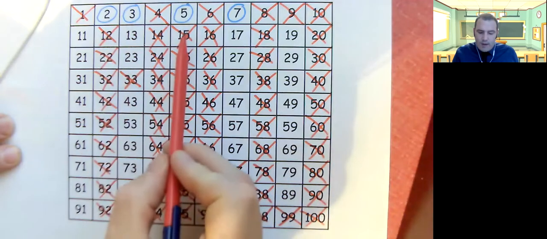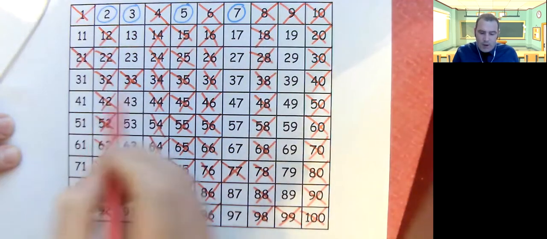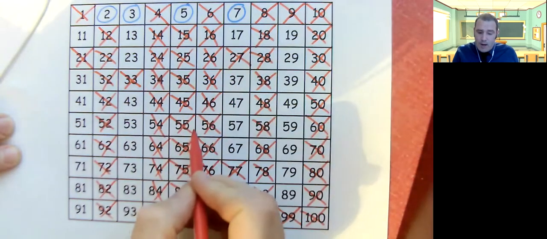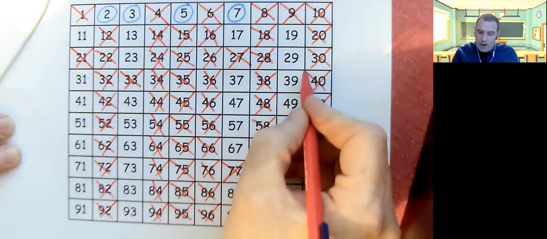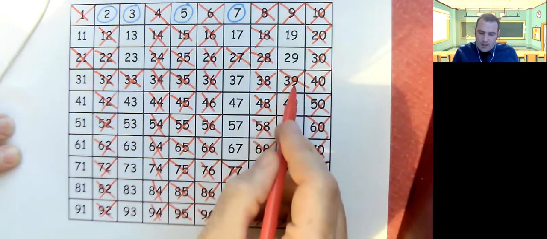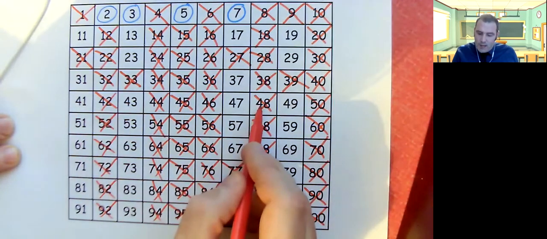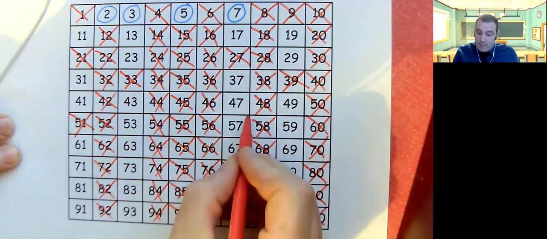I've got 12 already, 15, 18, 21. That's a multiple of 3. 24, I've already got 27. There's another multiple of 3. We're going to work our way along. We've got another multiple of 3, 39. So that's not going to be prime. 42, we've already got 45. We've got 48. We've got 51. 54, I've already got 57.